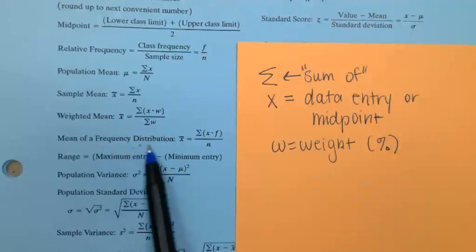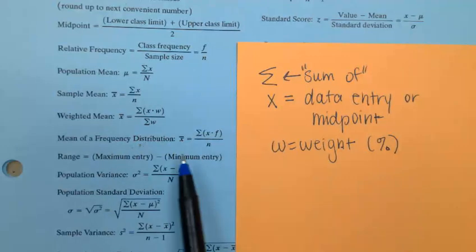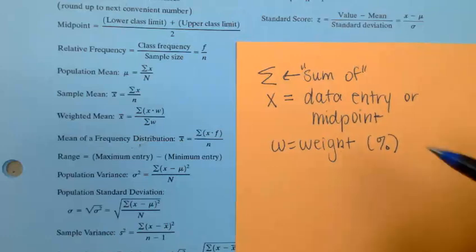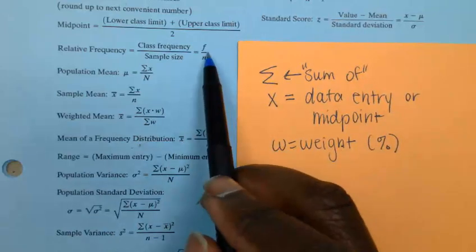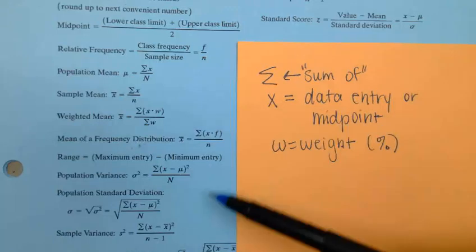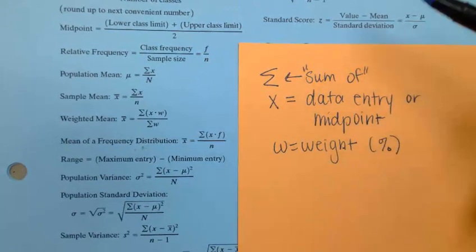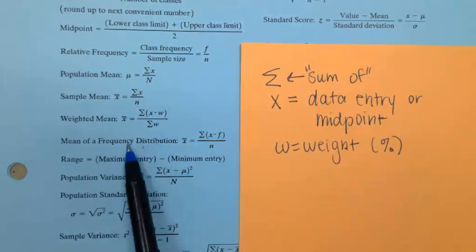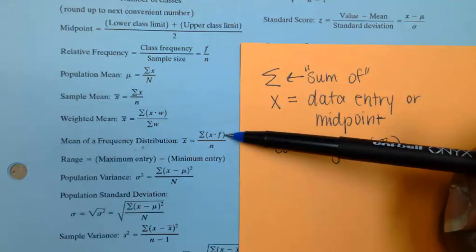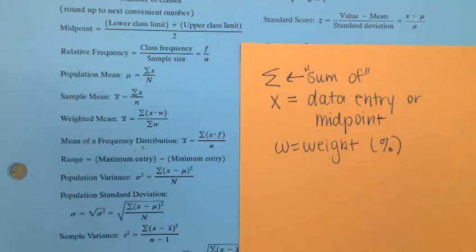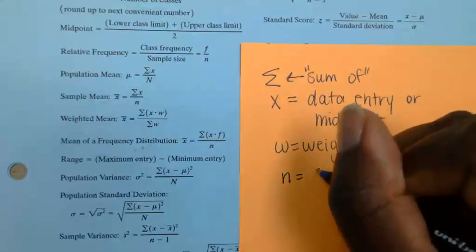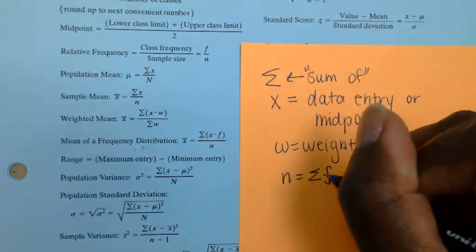Mean of a frequency distribution, this is grouped data again. Same symbol, finding the mean, just looks a little different. F is our frequency, so we have that up there already. Since it's a frequency distribution, that means we have classes. Midpoint times frequency, divided by n. So n is the same as total frequency.